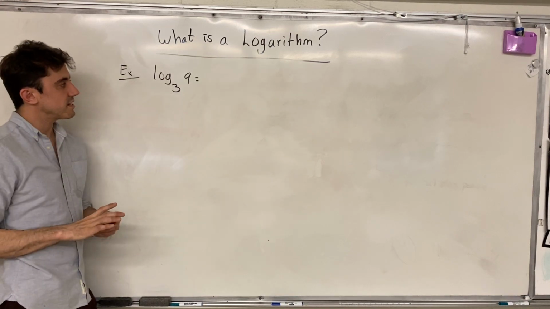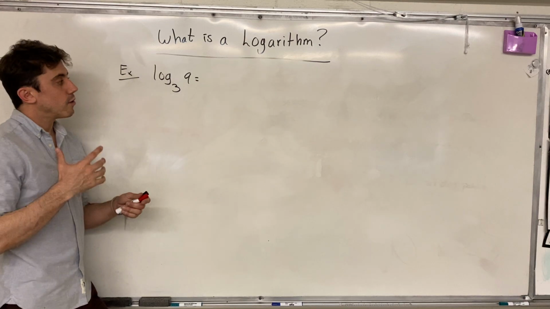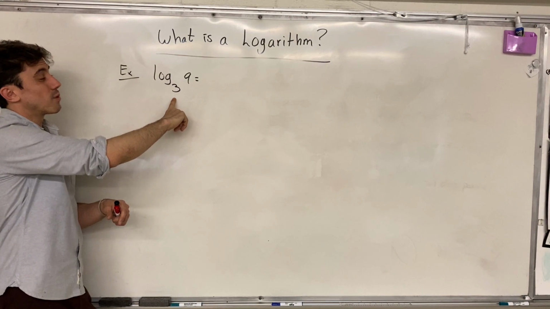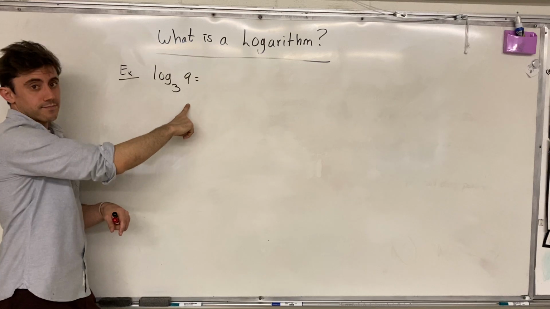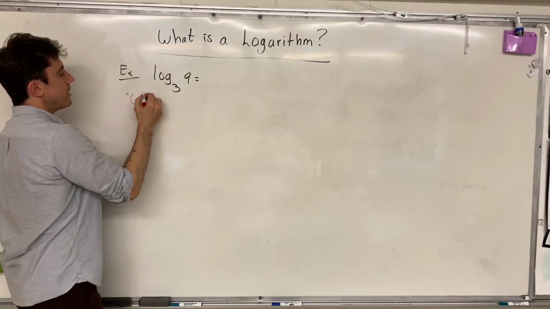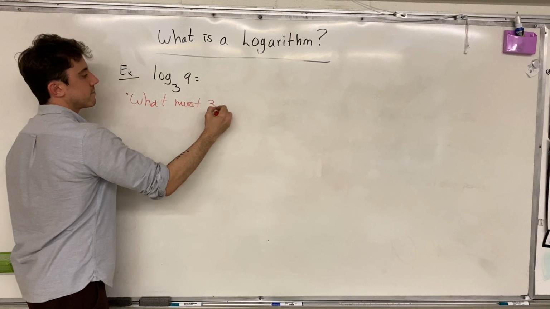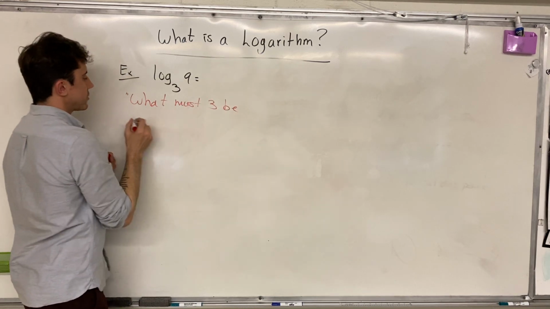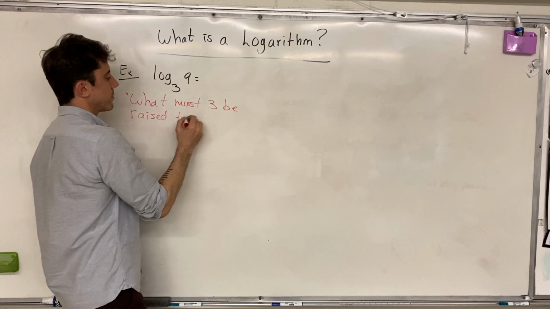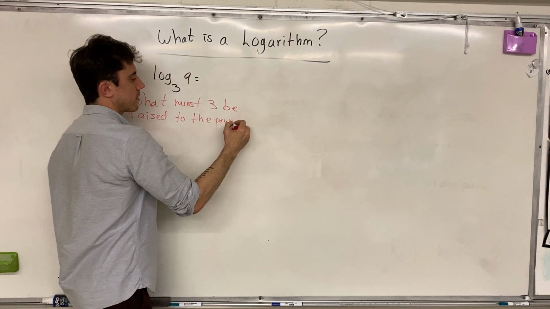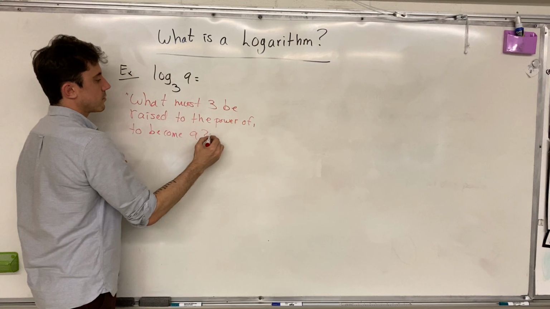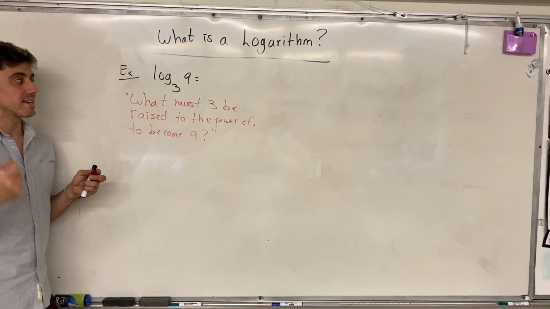If we start off with an easy enough example, log base 3 of 9. What this really is, is a question: what must 3, the base, be raised to the power of to become 9? I'll say that again. This log base 3 of 9 is asking us the question, and I'll write it down. What must 3, again, that's the base, be raised to the power of? What exponent has to be placed on 3 to become the 9? Question mark. That's the question that it is asking.